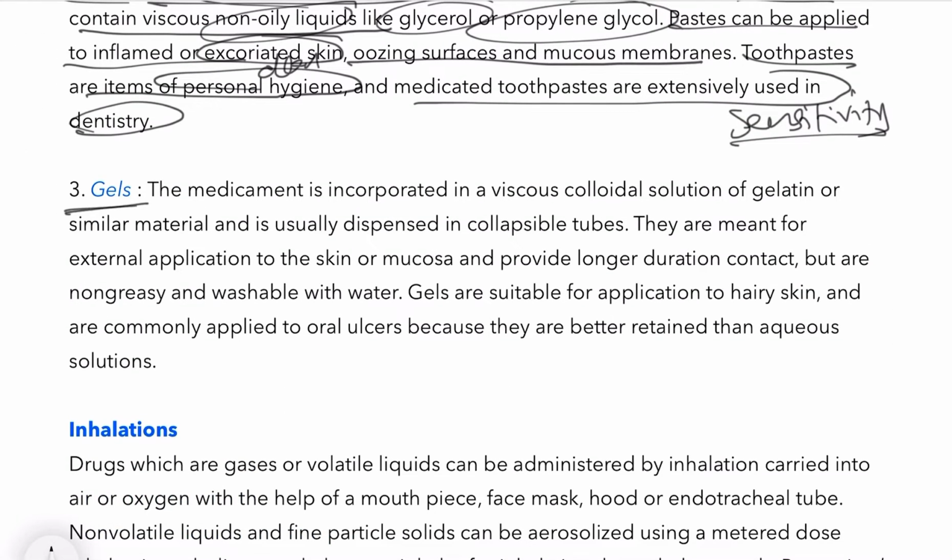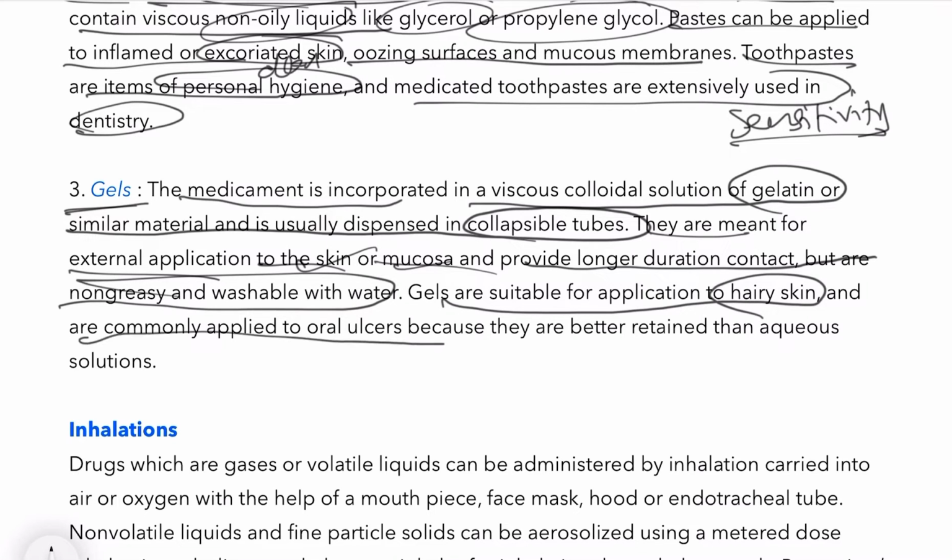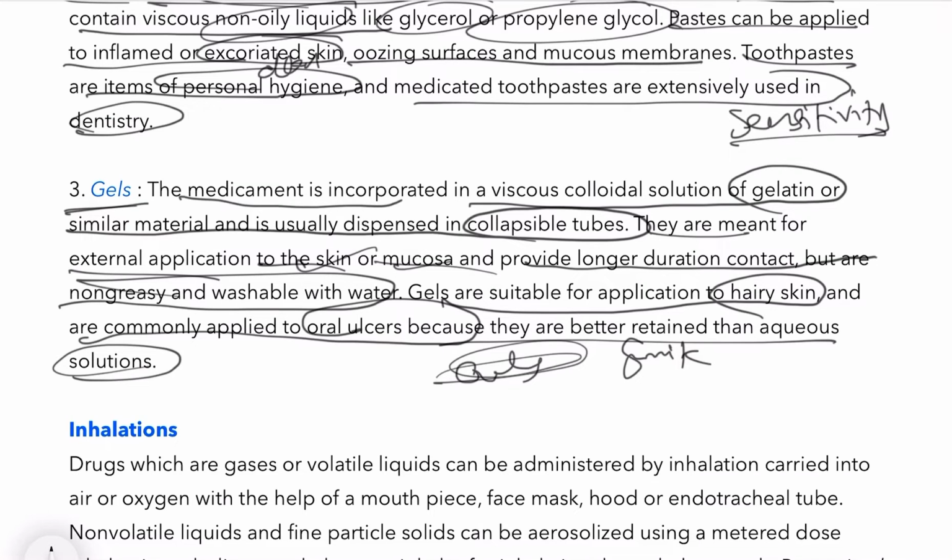Then gels. The medicament is incorporated in a viscous colloidal solution of gelatin or similar material and usually dispensed in collapsible tubes. They are meant for external application to the skin and mucosa, provide longer duration of contact but are non-greasy and washable with water. Gels are suitable for application to hairy skin, and are commonly applied to oral ulcers because they are better retained in the area. For oral ulcers, you can see gels are given, like Smile gel, and different brands are there.